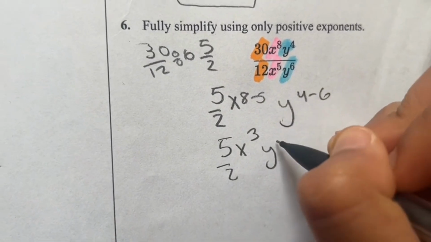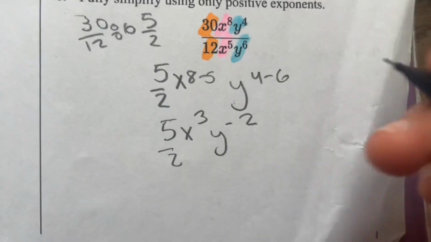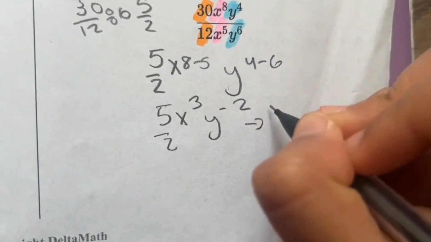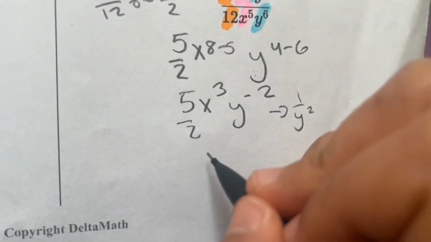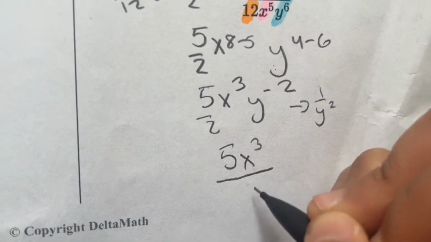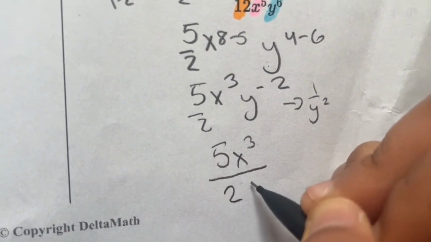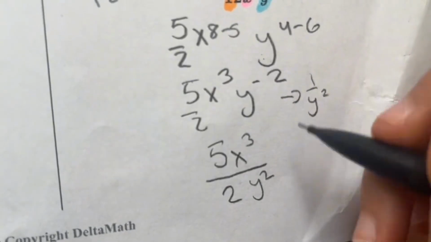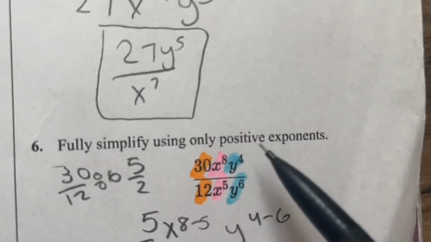4 minus 6 is negative 2. So our final answer is going to be 5x to the power of 3, and then y to the power of 2, of course, because as you can see, it's negative, so it belongs in the bottom. This is using only positive exponents.